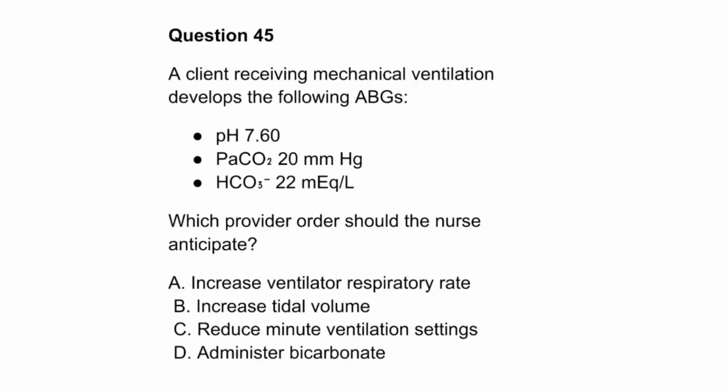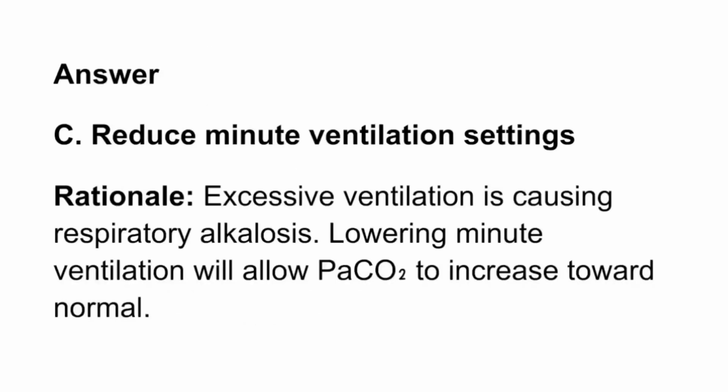Question 45. A client receiving mechanical ventilation develops the following ABGs. pH 7.60, PaCO2 20 millimeters of mercury, HCO3 22 milliequivalents per liter. Which provider order should the nurse anticipate? A. Increase ventilator respiratory rate. B. Increase tidal volume. C. Reduce minute ventilation settings. D. Administer bicarbonate. Answer: C. Reduce minute ventilation settings. Rationale: Excessive ventilation is causing respiratory alkalosis. Lowering minute ventilation will allow PaCO2 to increase toward normal.